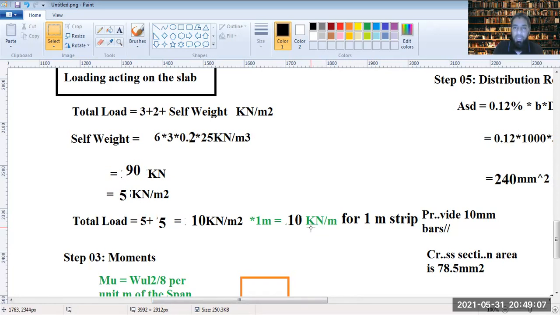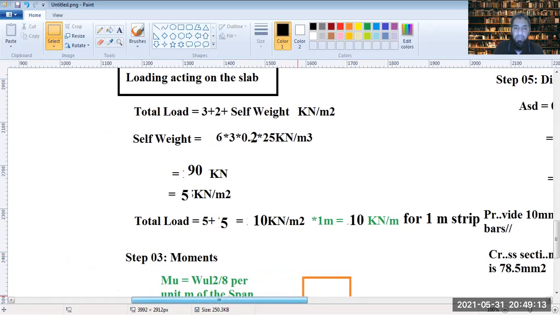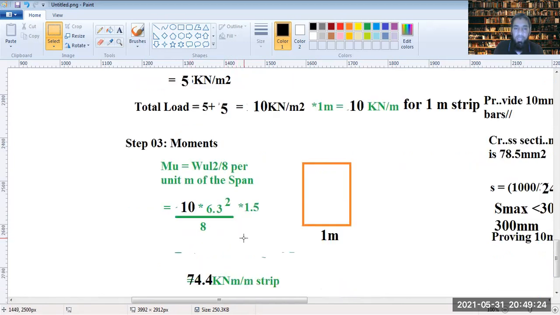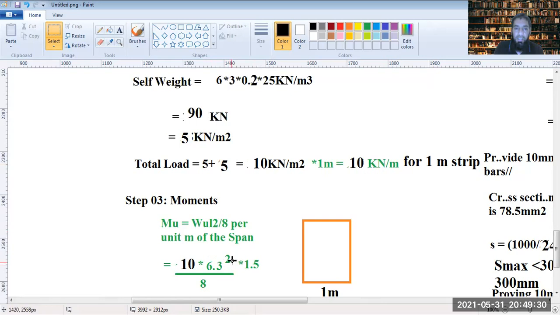So that would be 10 kilonewton per meter for a 1 meter strip. Thereby, the moment: wu L square by 8 is the moment per unit meter of the span. So that's 1.5, the load factor, into wu, which is 10 kilonewton per meter.